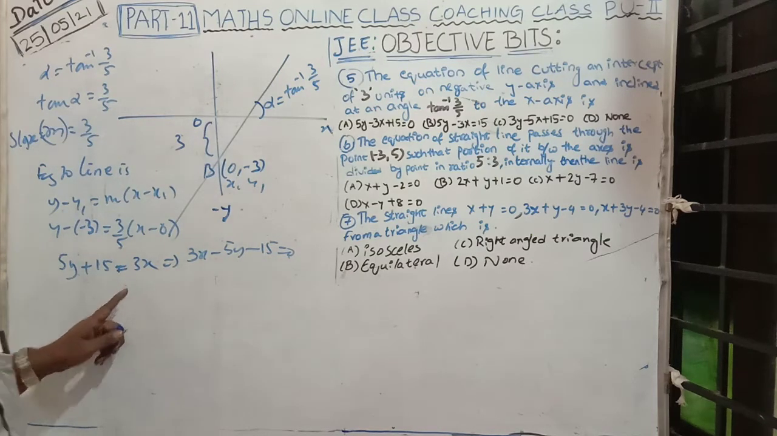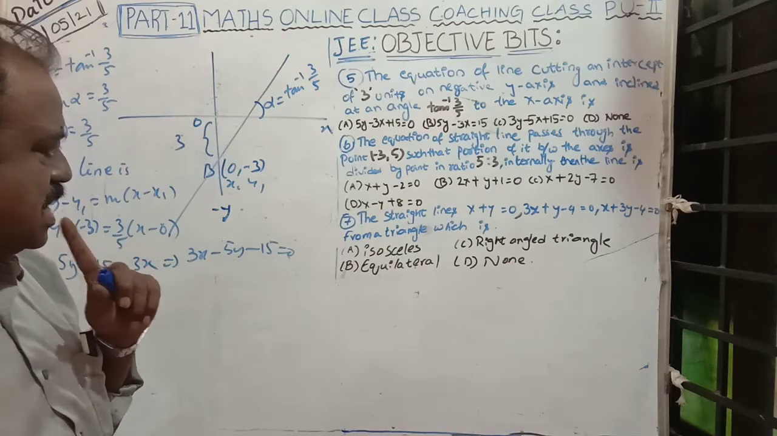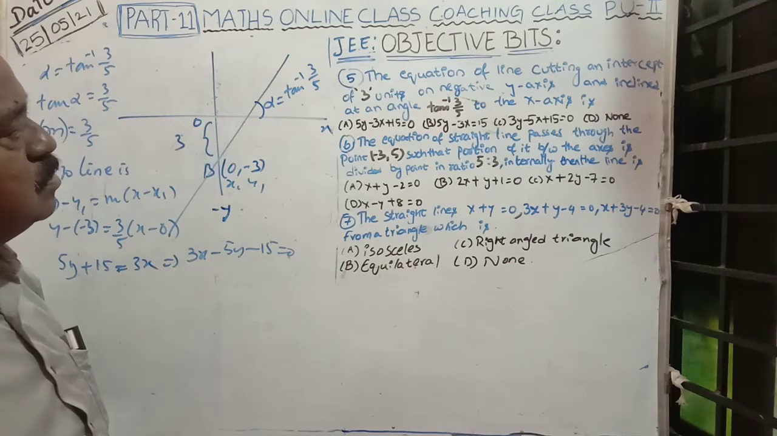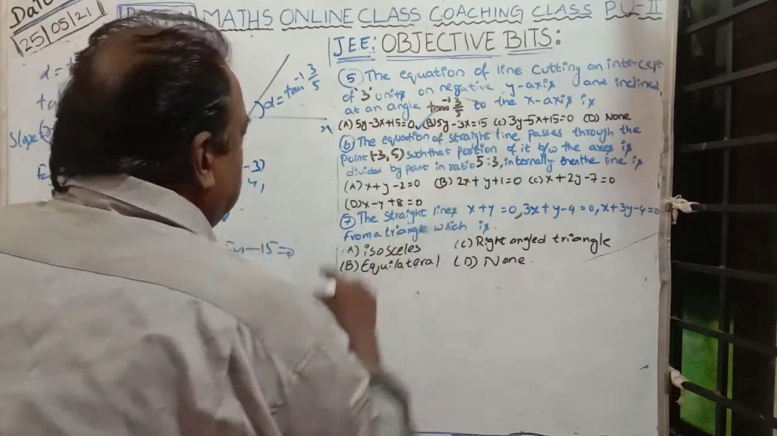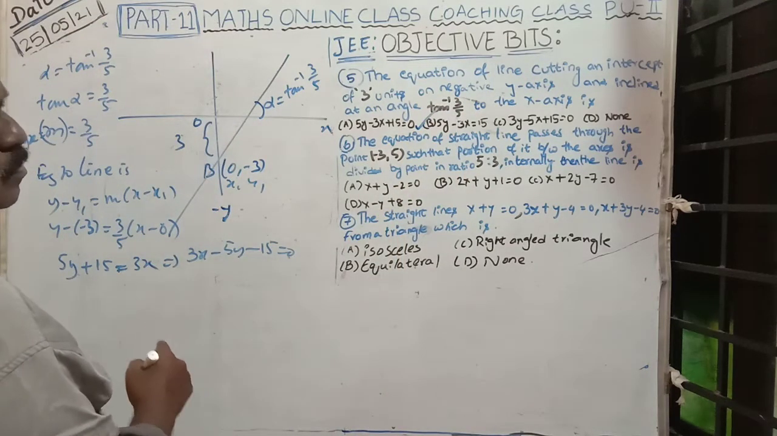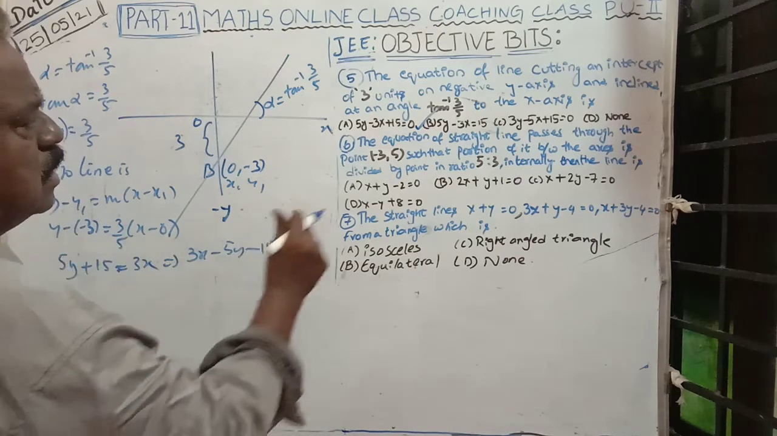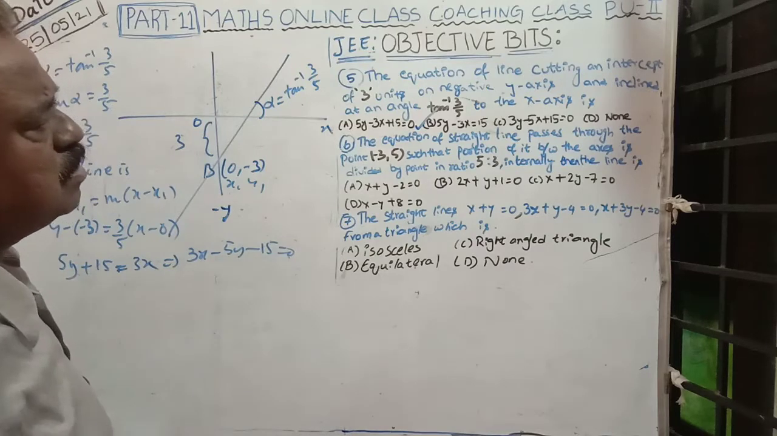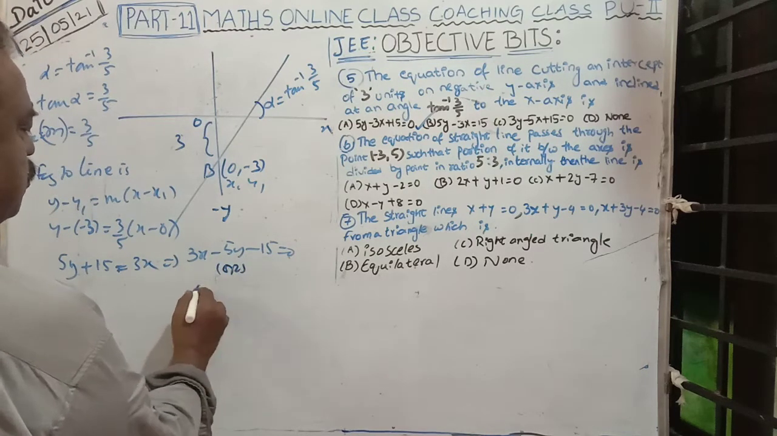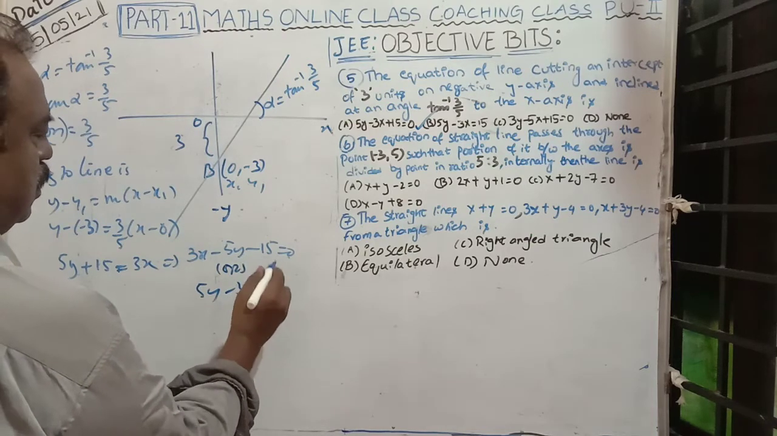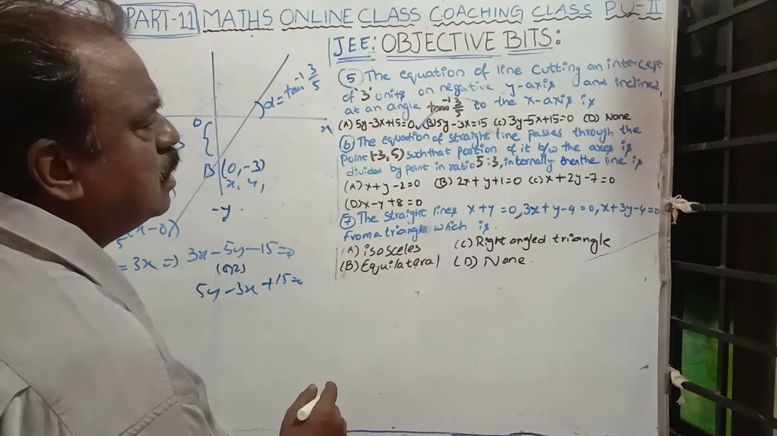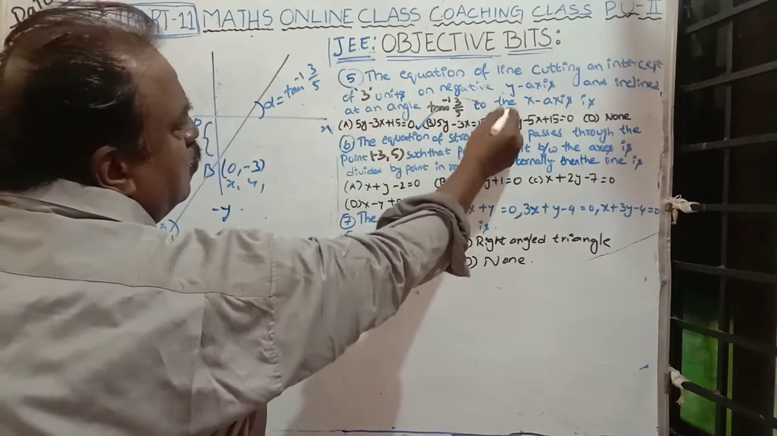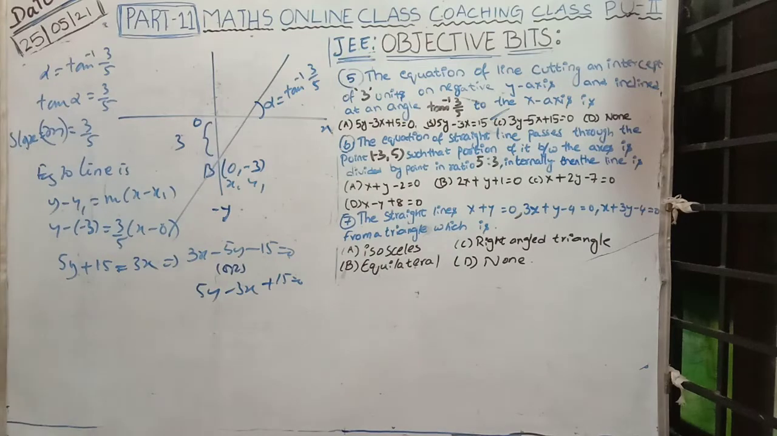So okay, now going to the options. 3x minus 5y minus 15... where is it? Here it is not that one. Or otherwise it may be null. If you change it as 5y minus 3x, plus 15 will come. So it is also not that one. I think it is this one. Yes. Okay, next, we'll go to the next problem.